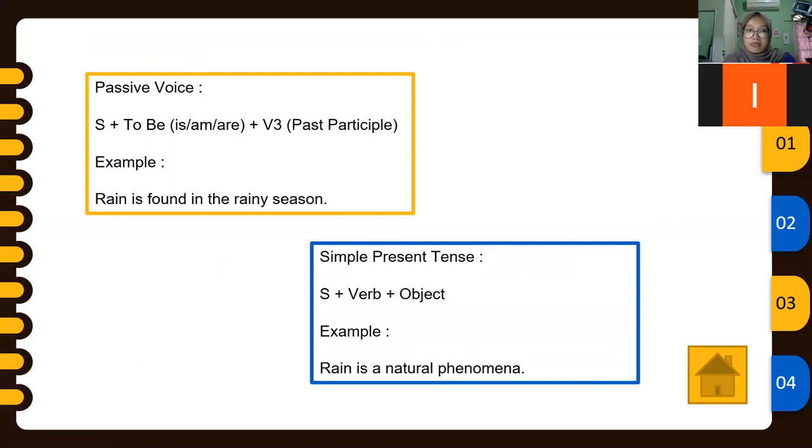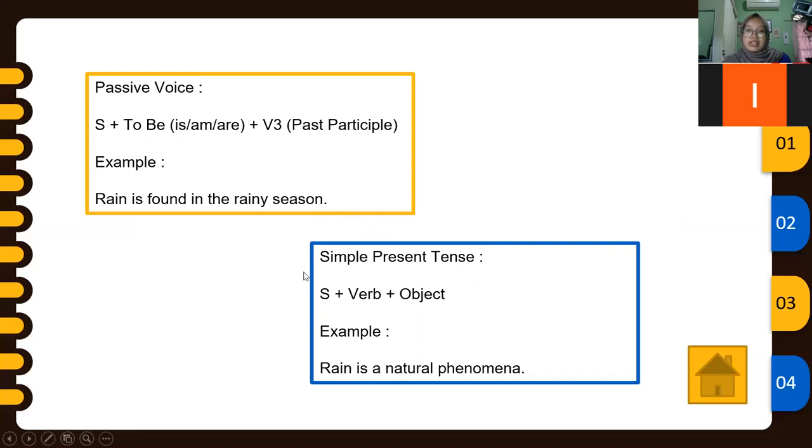This is the example of passive voice. Rain is found in the rainy season. Okay, Rosa, where is the verb 3 of this sentence? Yes, found. Excellent, Rosa. And Shakila, where is the to be of this sentence? Is. Okay, good job, Shakila.